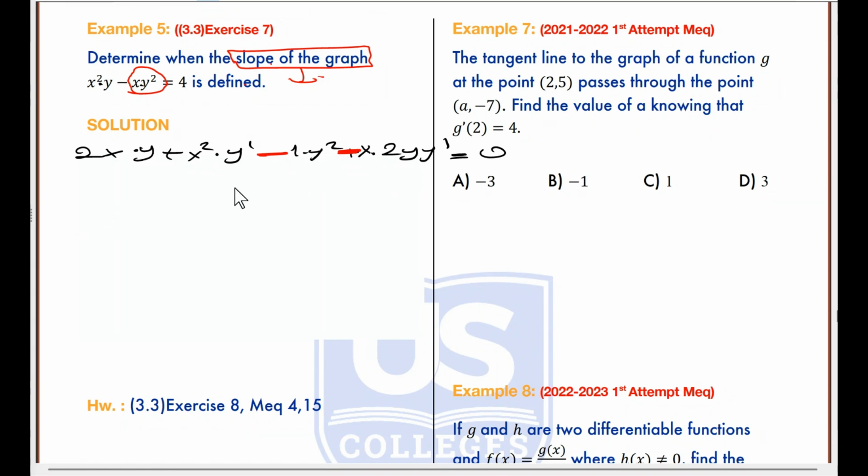Now collect y primes. Here we have y prime. Here I have another y prime. So take y prime as a common factor. Put the remaining inside the parentheses. X squared from the first factor, from the second, x 2y minus x 2y equals, let's send the others to the other side of the equation. 2xy, x squared y prime is on the other side, and minus y squared. This becomes y squared. This becomes minus x squared.